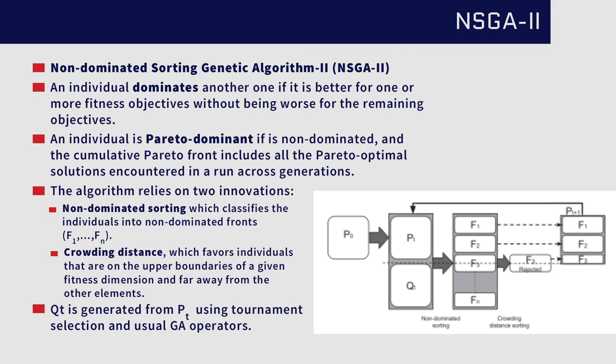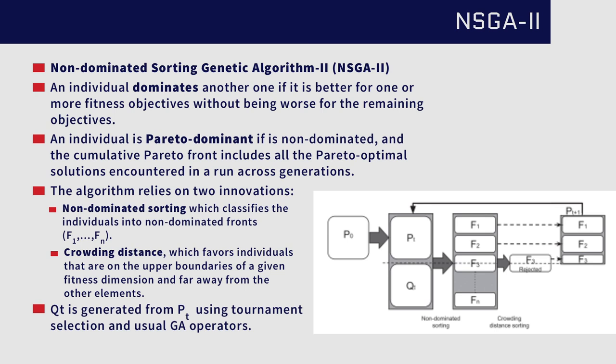When considering multiple dimensions, we say that an individual dominates another one if it is better for one or more fitness objectives without being worse for the remaining objectives. An individual is Pareto dominant if it is non-dominated, and the cumulative Pareto front includes all the Pareto dominant solutions encountered in a run across generations.